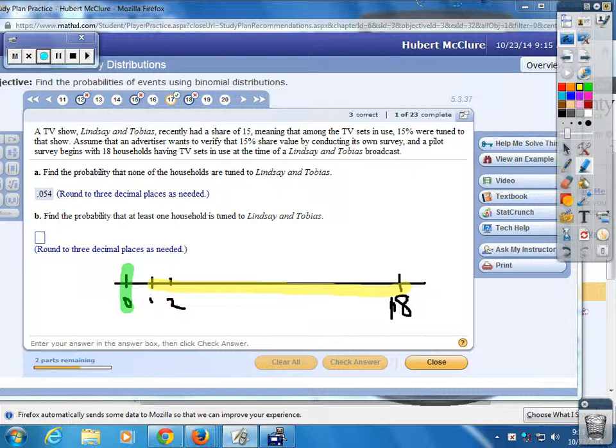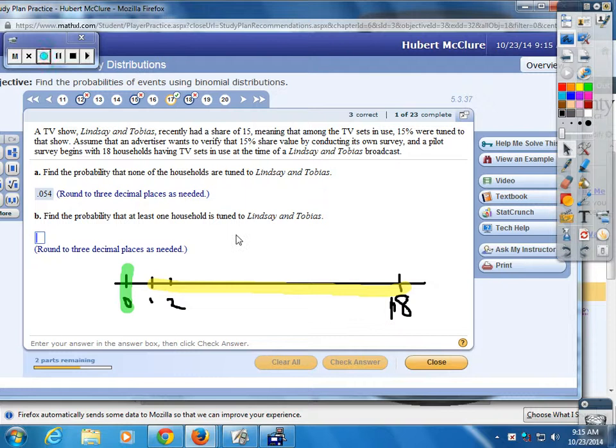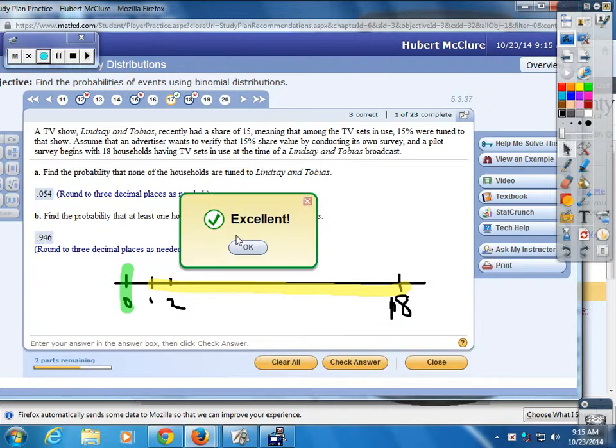Somebody subtracted, is that what you get? Of course it is. 0.946. And you feel good about yourself. Such a great day and excellent.